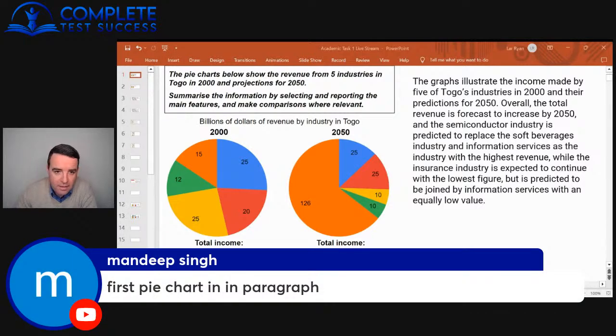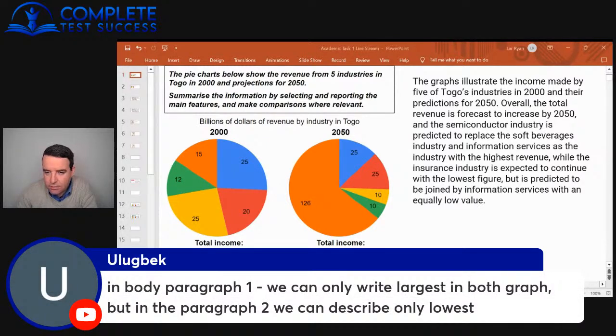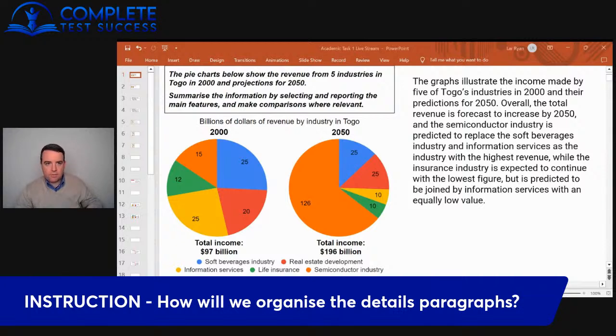First pie chart and first paragraph. Yeah, we could definitely do that. In body paragraph 1, we can write largest in both graphs, but in paragraph 2, we can describe only lowest. Okay, let's do that. Okay, so here's what we're going to do.